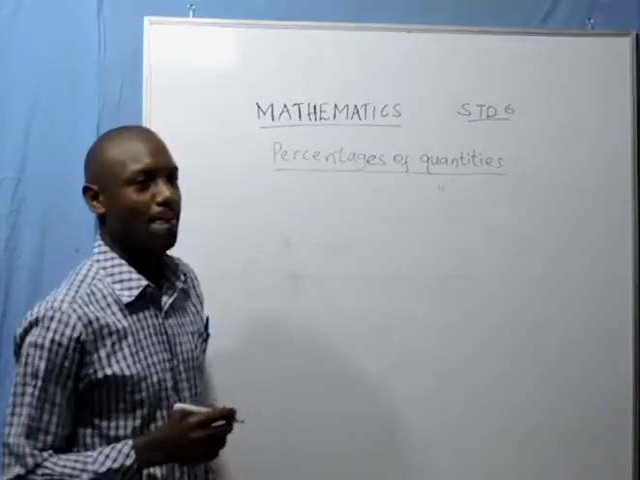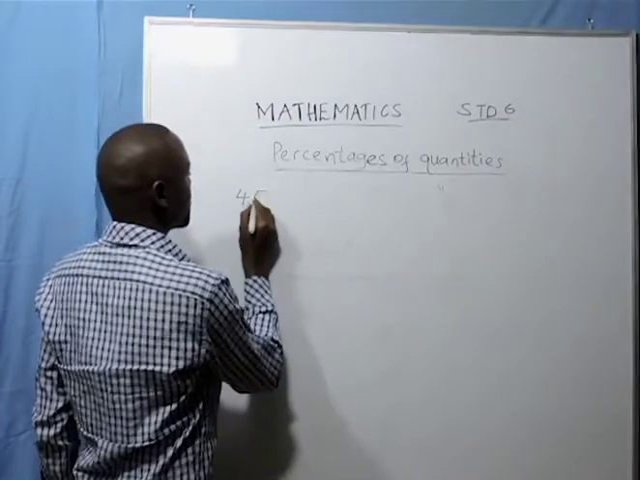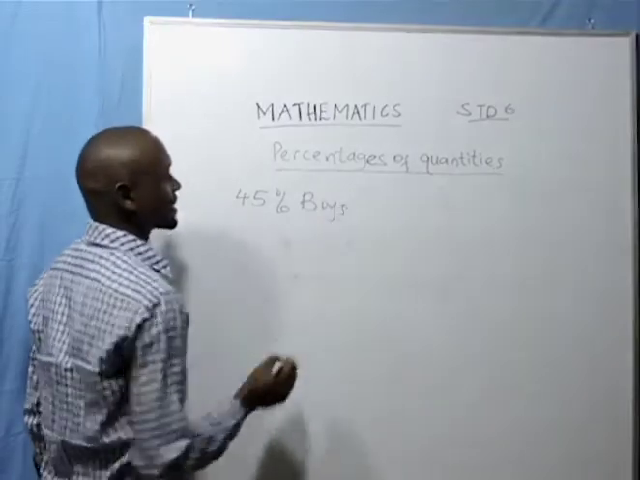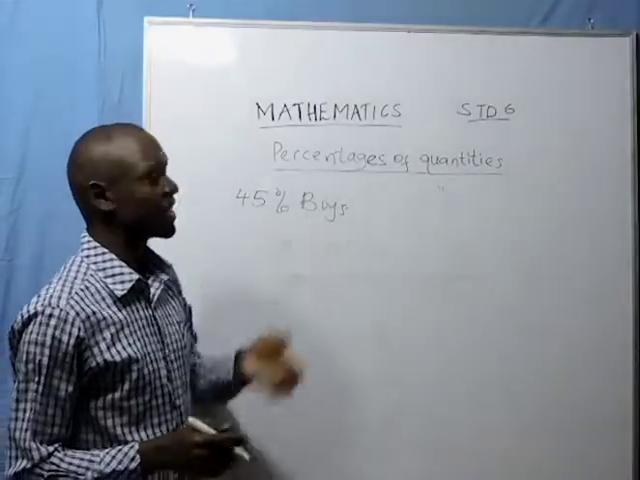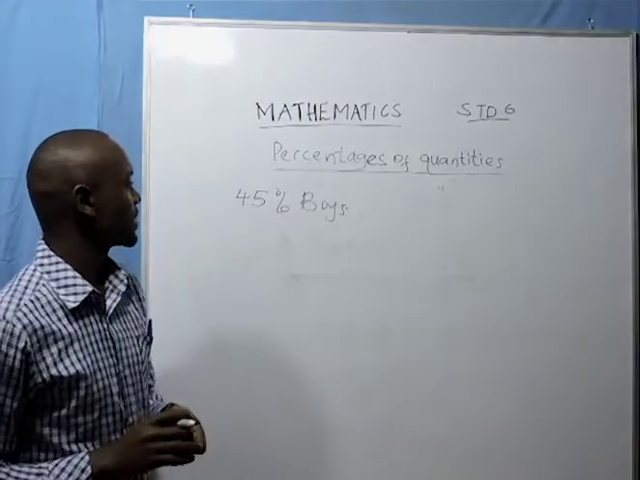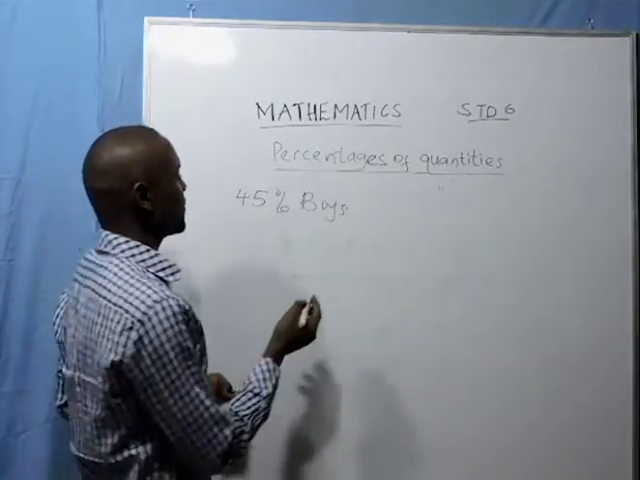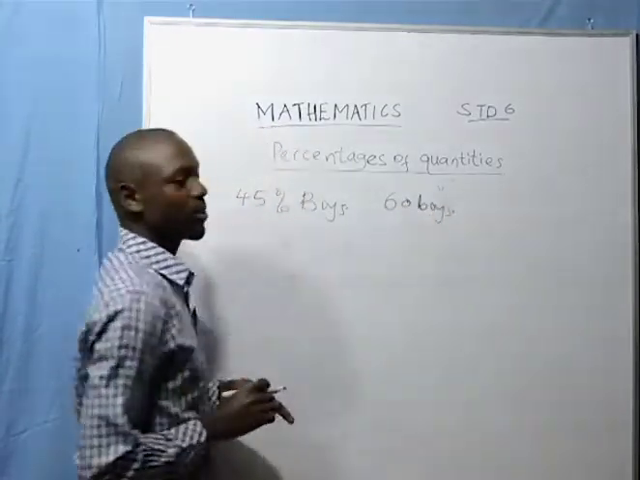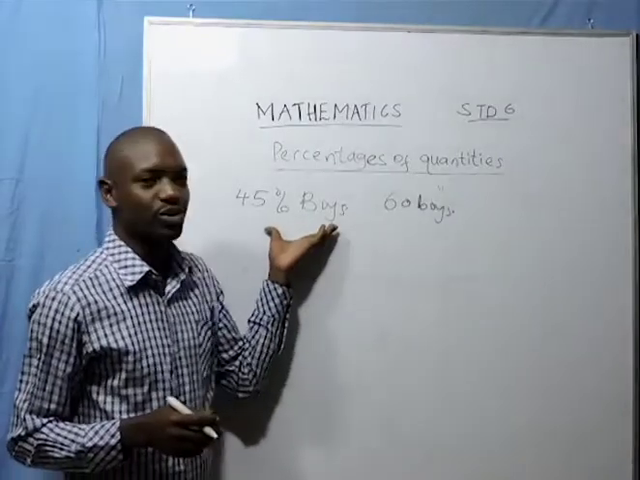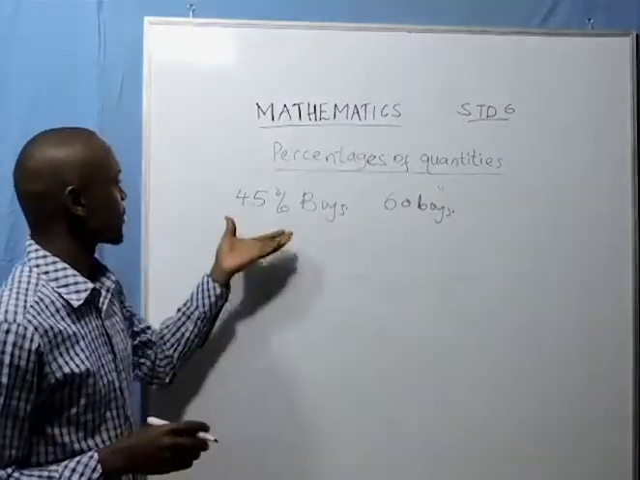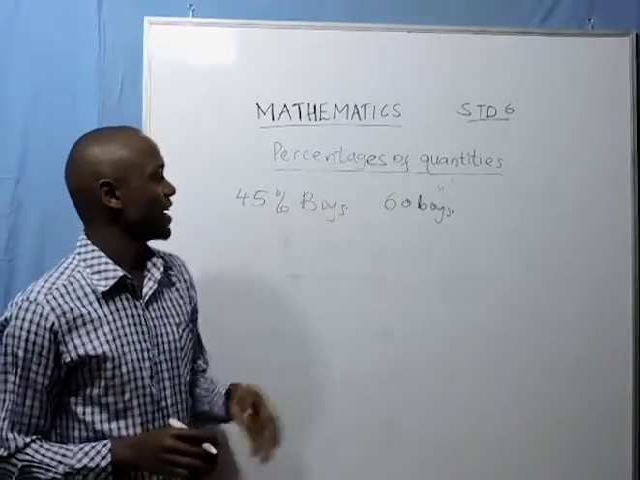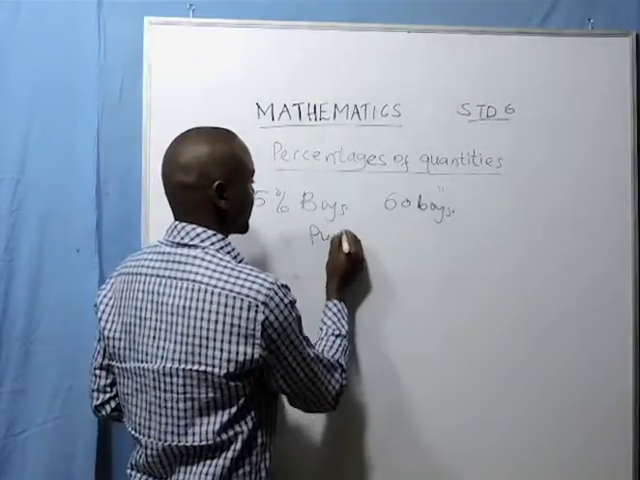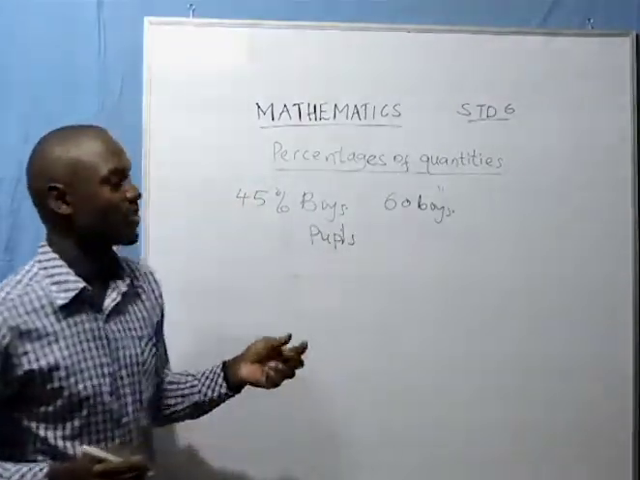The last example. In a school, 45% of the pupils are boys. If there are 60 boys in that school, how many pupils are in the school altogether?